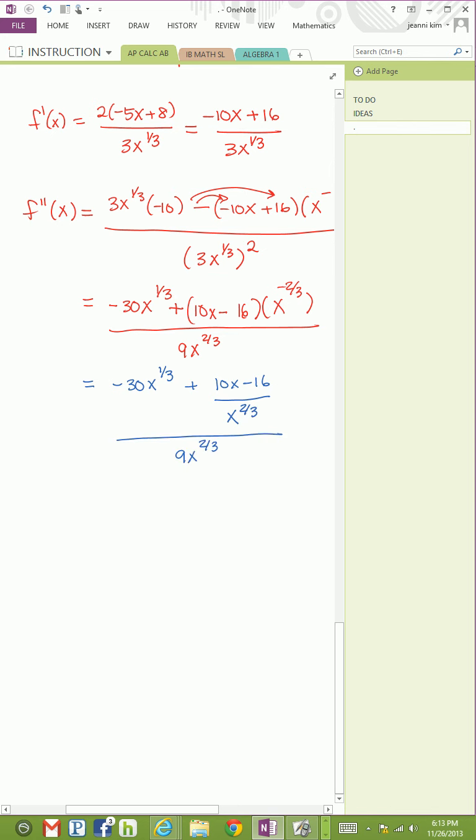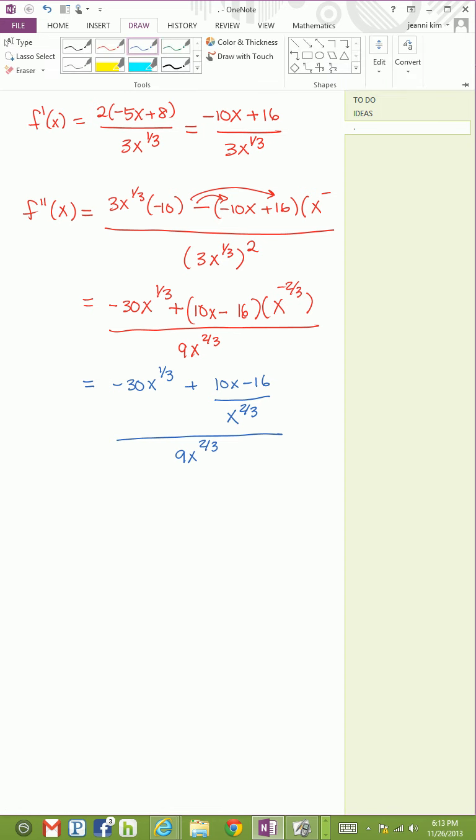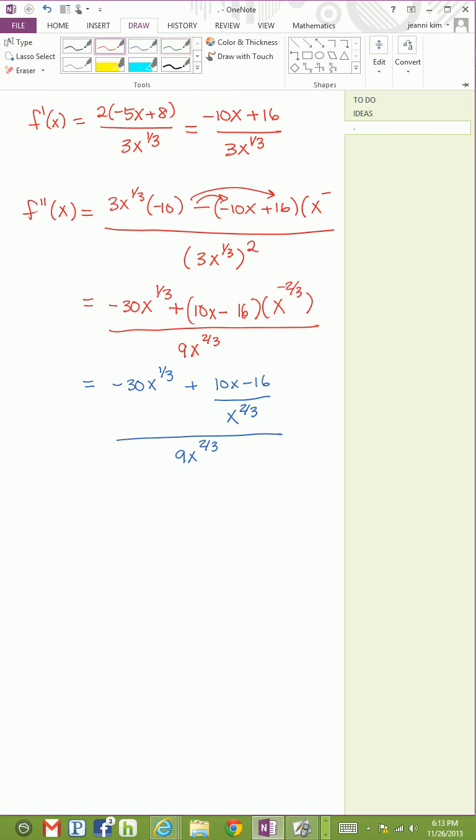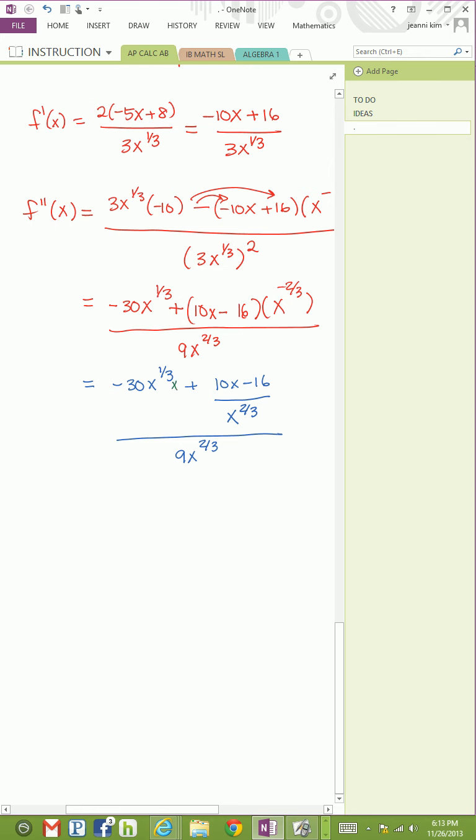My common denominator here would be x to the 2/3. So I'm going to multiply the first term, this one, by x to the 2/3 over x to the 2/3. So we get negative 30 times x plus 10x minus 16 all over x to the 2/3. And then we're dividing by 9x to the 2/3, so I'm going to actually multiply by 1 over 9x to the 2/3.